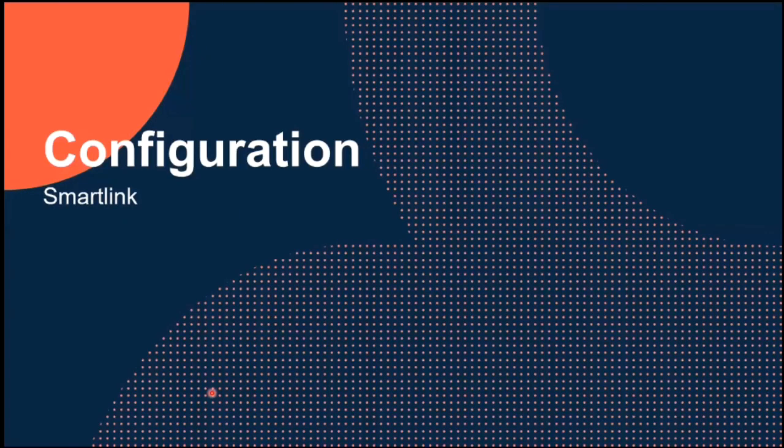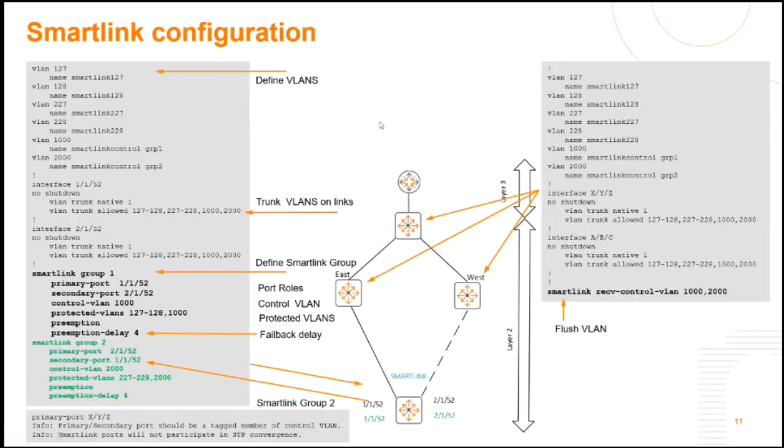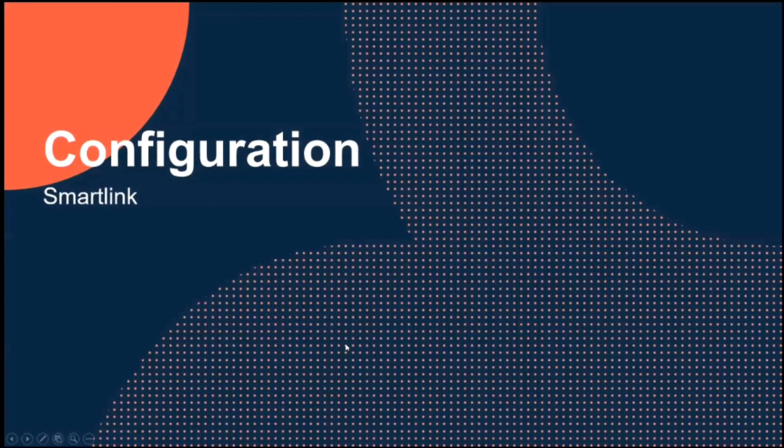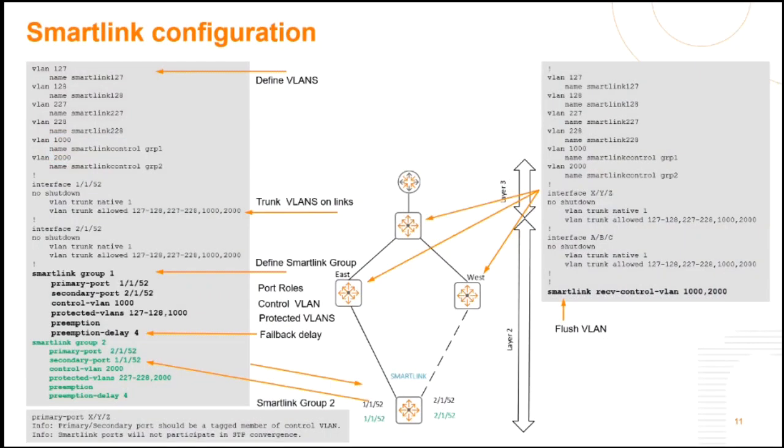Okay, so let's look at some of the configuration. Smartlink configuration. In terms of the overall configuration for Smartlink, you have to define your VLANs, and you have to define your trunks and the VLANs that you are going to be pushing across those uplinks. These have to be trunks.